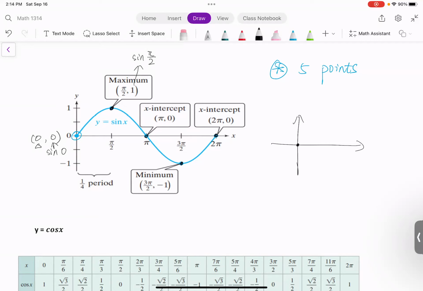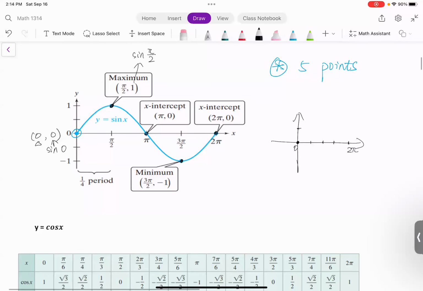So this is a full cycle from 0 to 2 pi. And between 0 and 2 pi, I can cut it into 4 equal parts. The highest point is 1, the lowest point is -1. Then my graph is a curve. Oh, sorry. The curve like this.